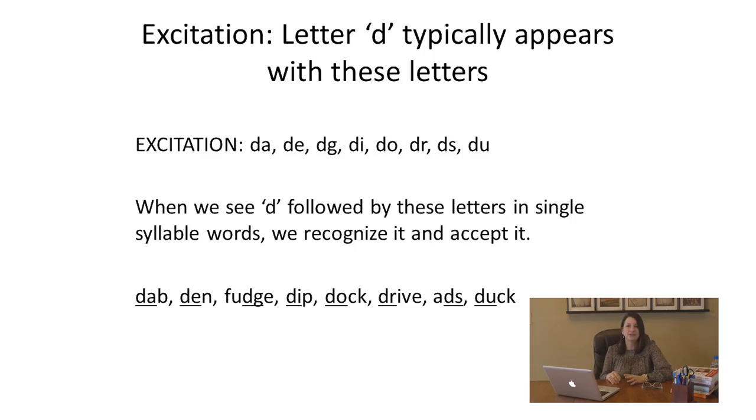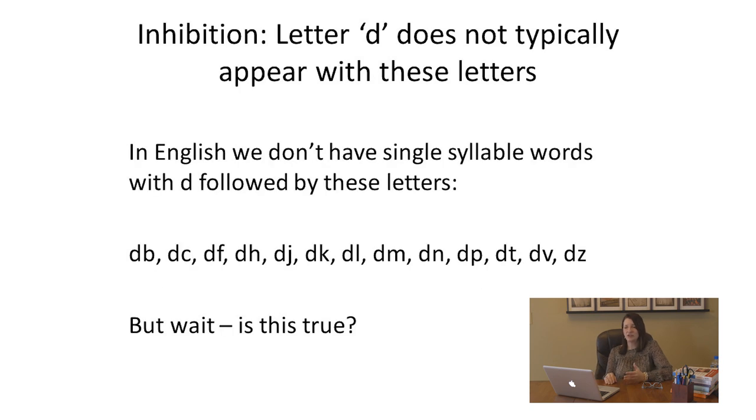The word excitation is kind of funny because I imagine neurons doing like high fives or something. But seriously, our brains have seen certain letters in our orthography, in our spelling system for our language, so often that the brain says, yes, these two go together. We see it, and they're recognized as belonging together, so to speak. All right. Conversely, in our English spelling system, there are letters that we don't often see next to each other in single syllable words. And I can't think of any single syllable words with D and Z together, but in Polish or Hungarian, this is probably common. But wait, do they really never go together in our language?